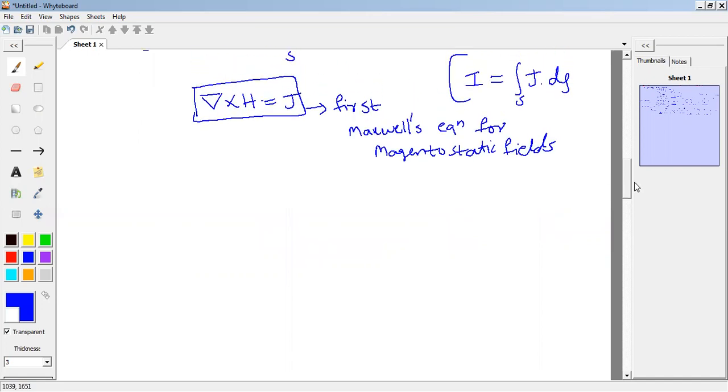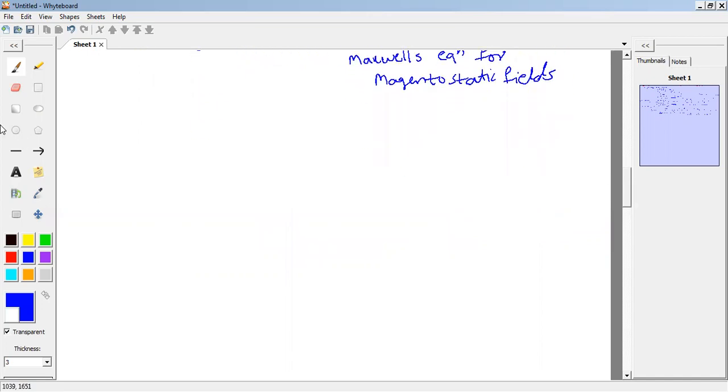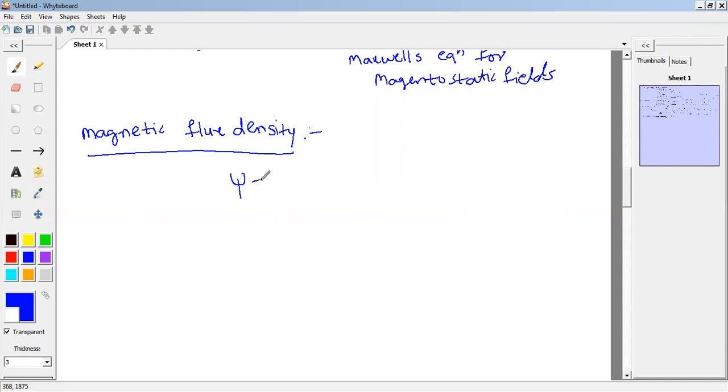Now the second one we may derive from the magnetic flux density. Here the total magnetic flux psi is equal to the integral of B dot ds.